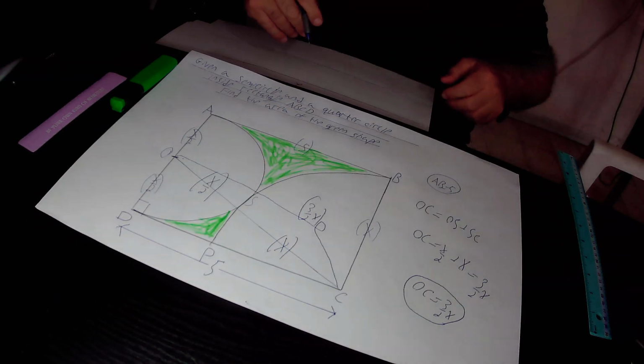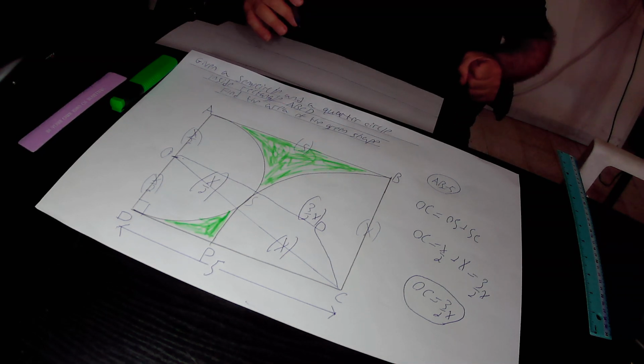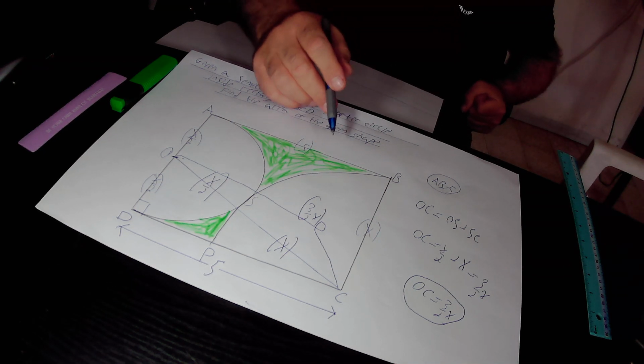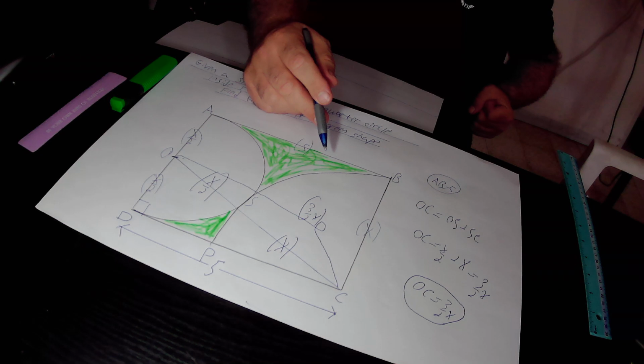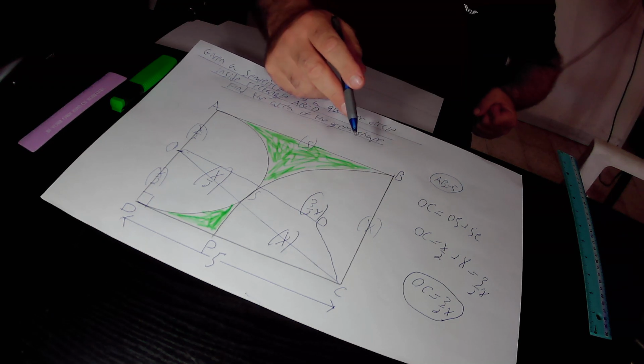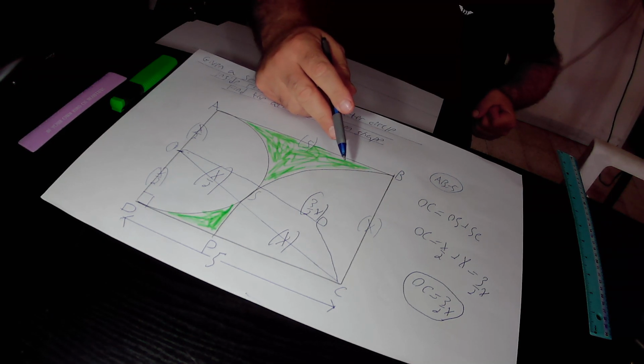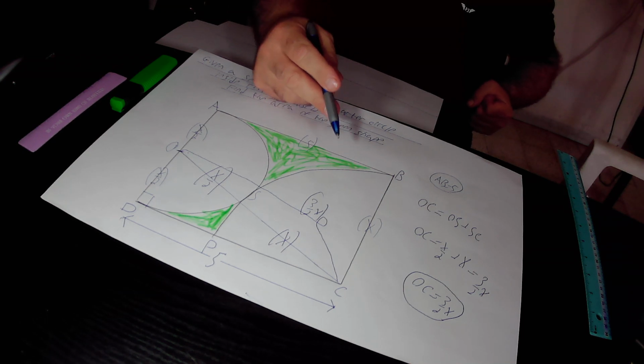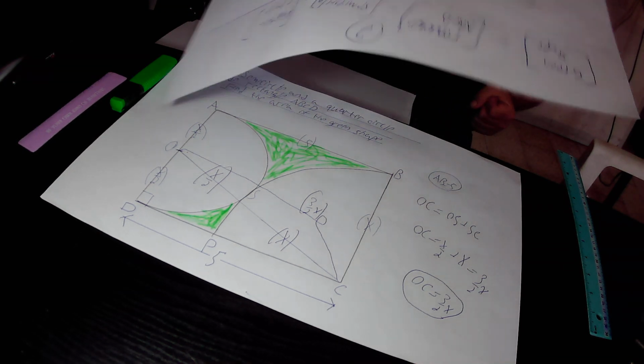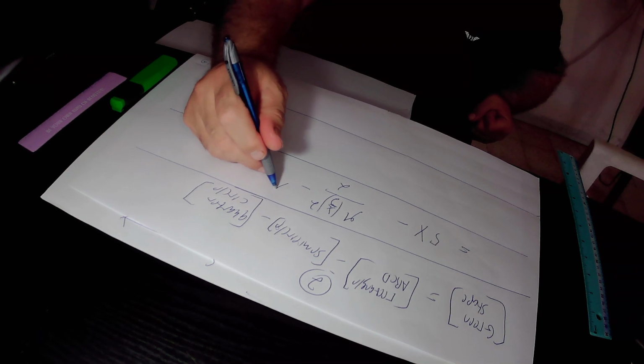What is the area of this quarter circle? The area of this quarter circle equals the area of the circle over 4. We know that the radius of the circle is x. Therefore, the area of the circle is pi x squared. And therefore, the area of the quarter circle must be equal to pi x squared over 4. So the area of the quarter circle equals pi x squared over 4.